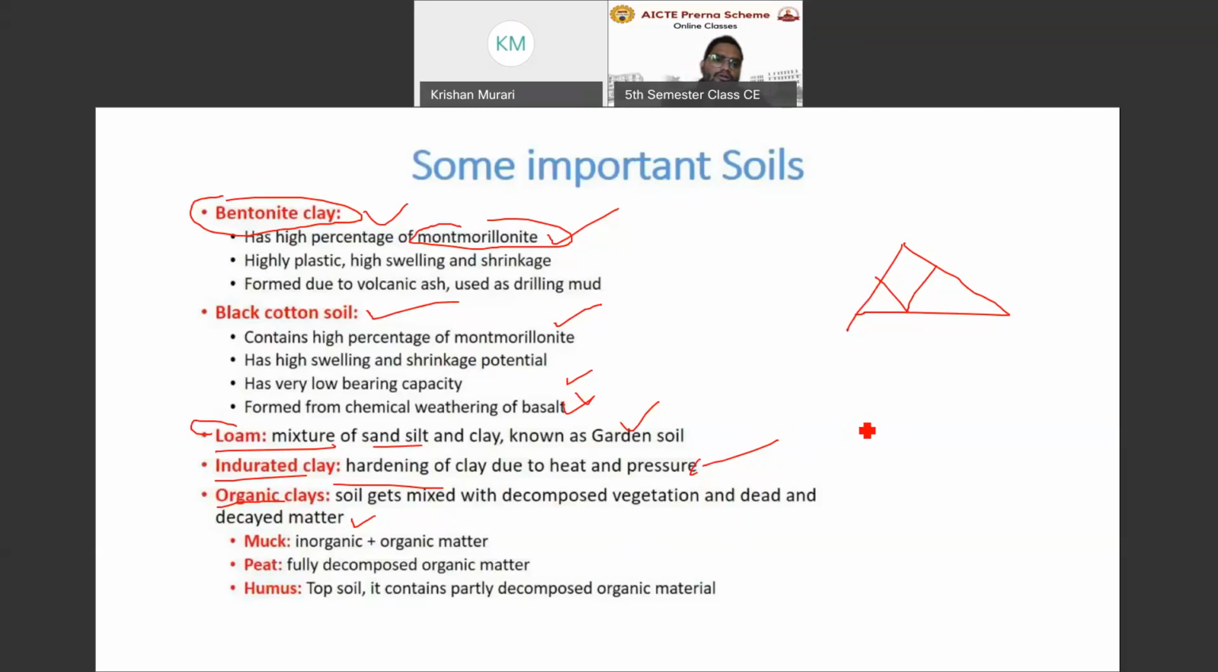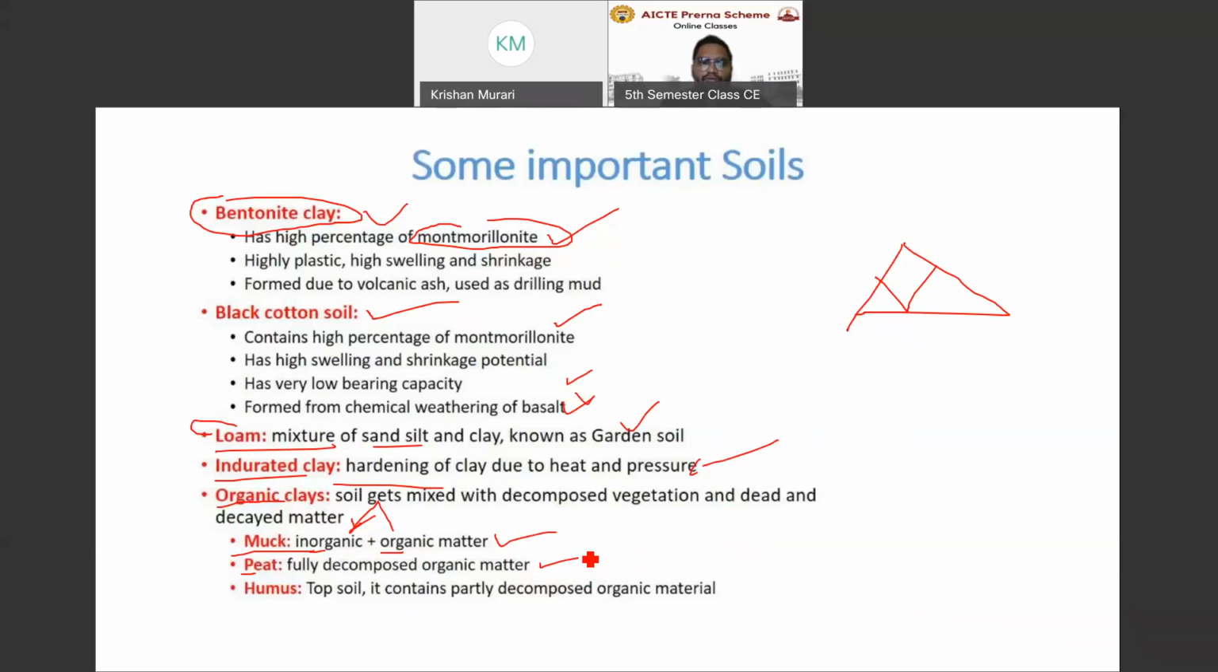Some special types of soil are also there. Muck. What is muck? Muck is inorganic and organic matter found in combined form. That soil is called muck. Peat. What is peat? Peat is fully decomposed organic matter, like whenever an earthquake or a volcano occurs, most of the trees in that area decay at that particular place, and after many years coal is found in those places. That type of soil is also called peat.